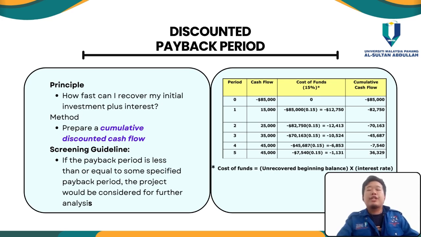To do the calculation, we can refer to the diagram on the right. The cost of funds is calculated to obtain the cash flow. The formula to calculate cost of fund is by multiplying the unrecovered beginning balance with the interest rate.